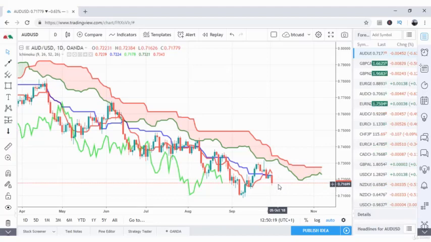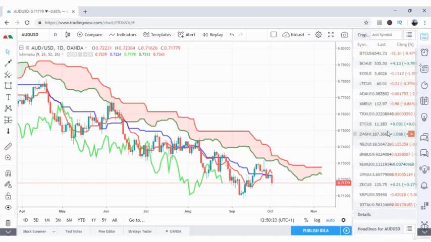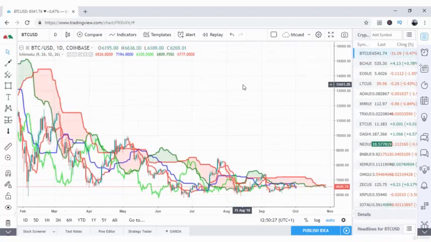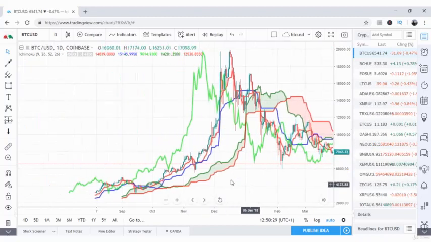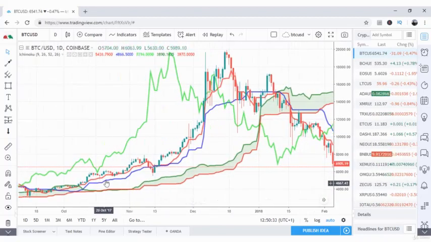I also want to analyze another chart, this time not a Forex chart, so I'm going to open my playlist and what I want to analyze with you is Bitcoin. Let's see the period at the end of 2017. It is clear that we have a bullish market. The price is above the cloud, the blue line is going up, price and red lines above the blue line.